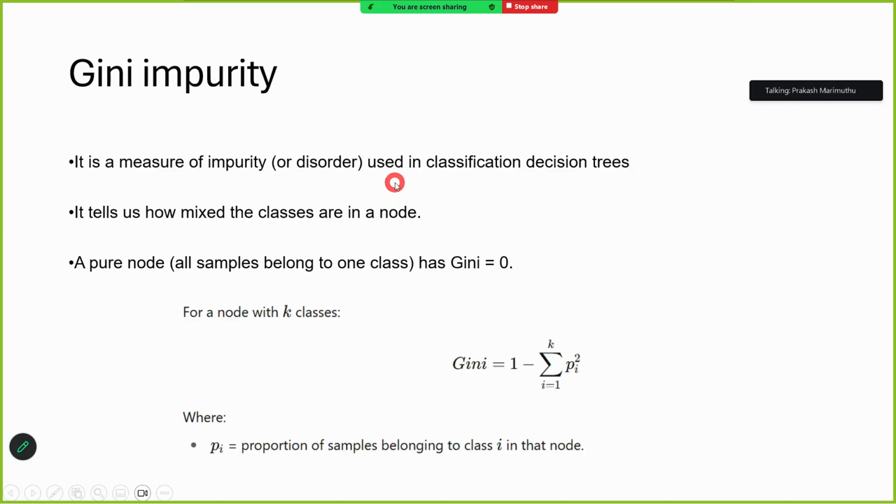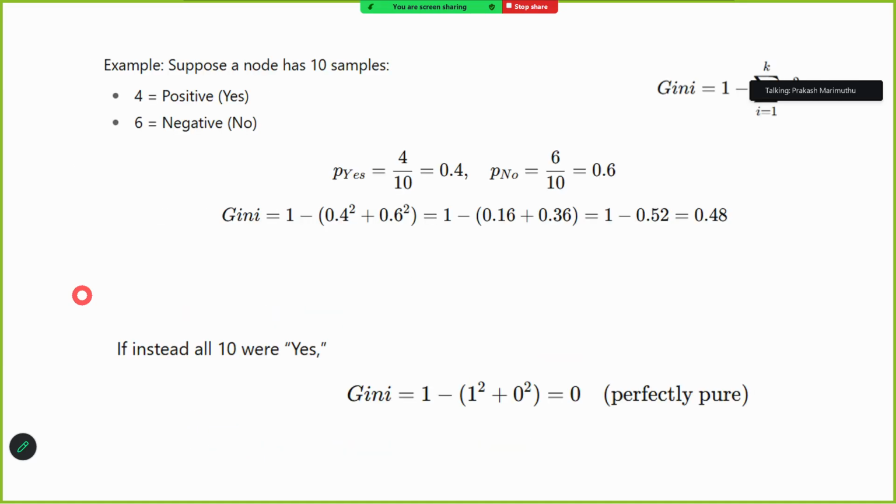Gini impurity tells you how many classes are there. The only thing we need to keep in mind is that for a pure node, the Gini will be 0. For a highly impure node, the Gini index will be a higher value. The higher the value, the higher the impurity, which means we cannot take a decision. The lower the value, the higher the purity, and it is easy to take a decision. That much is sufficient for today.